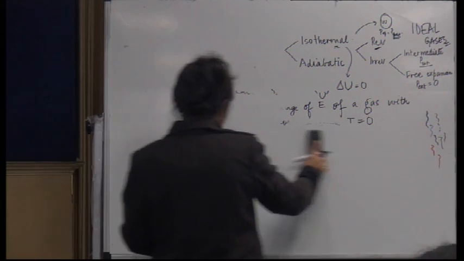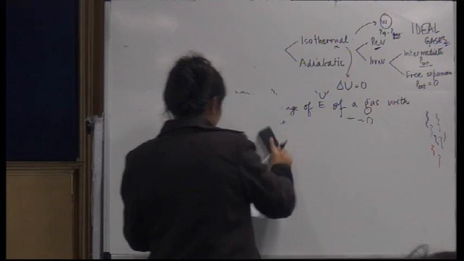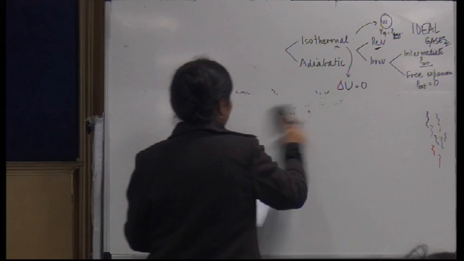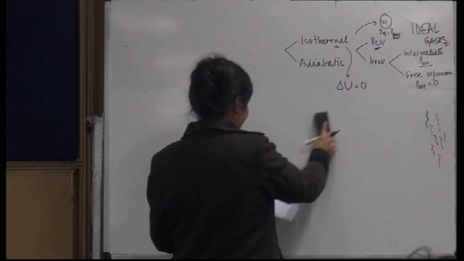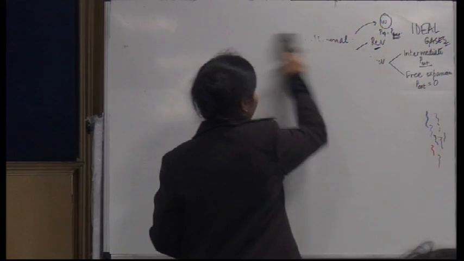Joule-Thomson's effect talks about the expansion of a gas from one fixed point to another under adiabatic conditions.